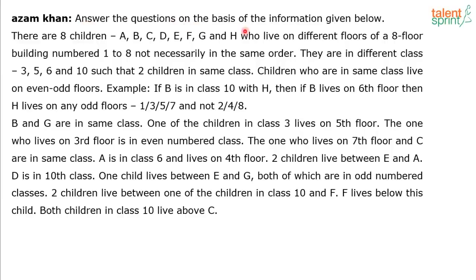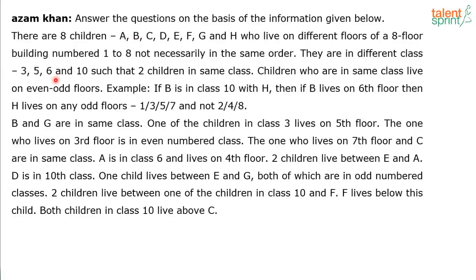Answer the questions on the basis of the information given below. There are 8 children A, B, C, D, E, F, G and H who live on different floors of an 8-floor building numbered 1 to 8, not necessarily in the same order. They are in different classes 3, 5, 6 and 10, such that there are 2 children in the same class. So there are different classes, 3rd class, 5th class, 6th class and 10th class, and there are 8 children, but they are such that there are 2 children in each class.